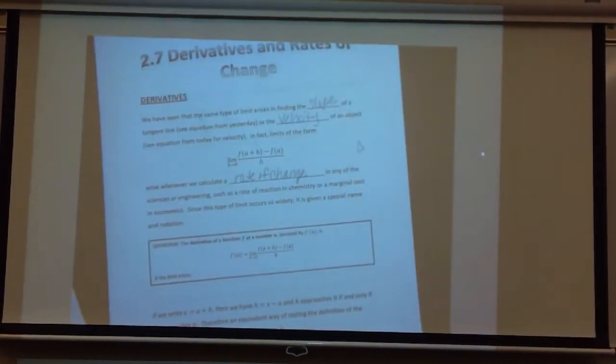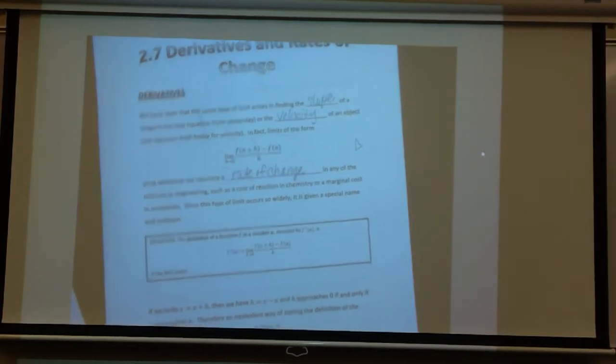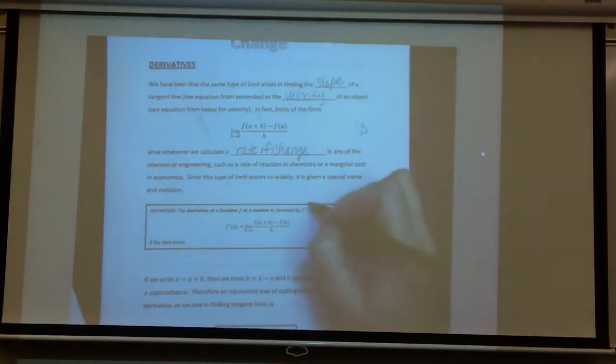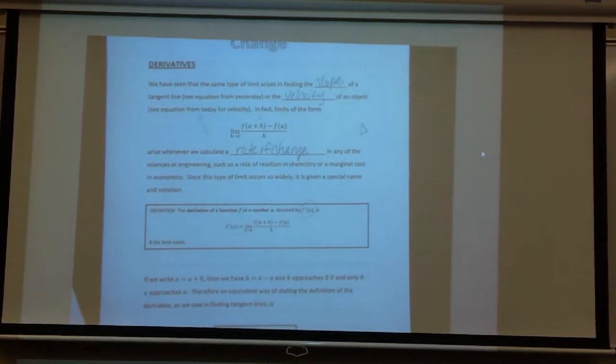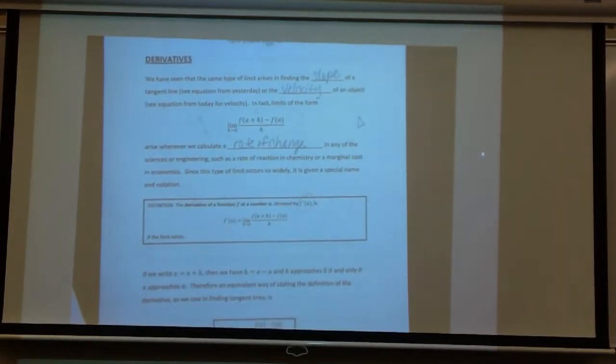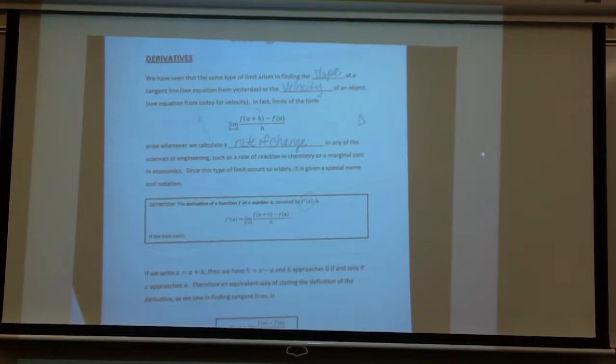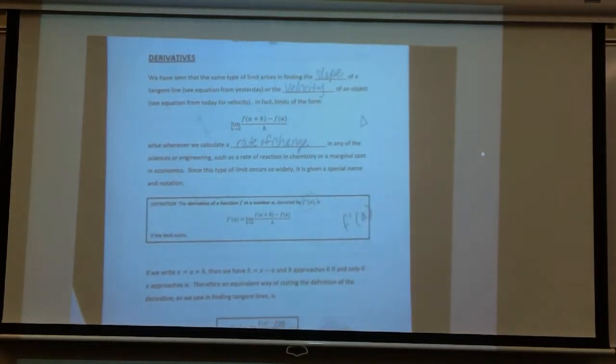Okay, since it occurs so widely, it's given a special name. It's called the derivative of a function f at number a. And we are going to start talking about notation now. Oh boy. This is what it looks like. F prime of a. A lot of times this is called f prime. That means the derivative. That means you're doing the limit at that time, or at that data point, not necessarily time. Okay, so anytime you see this notation, that's the derivative. That means derivative.